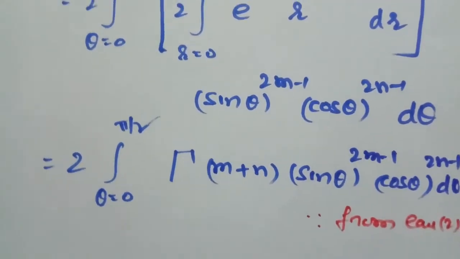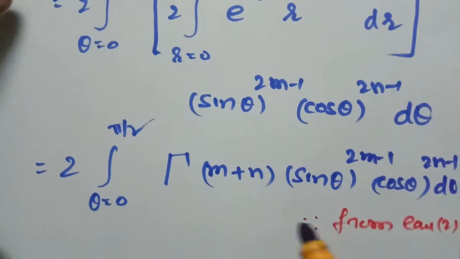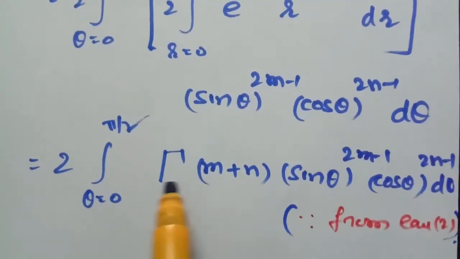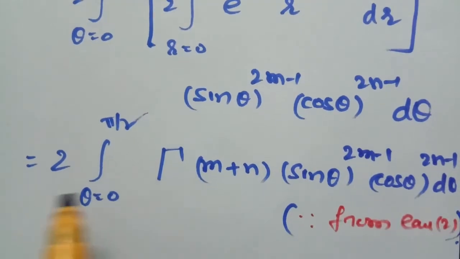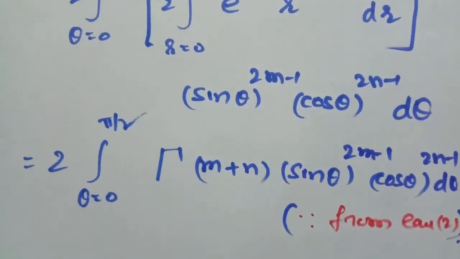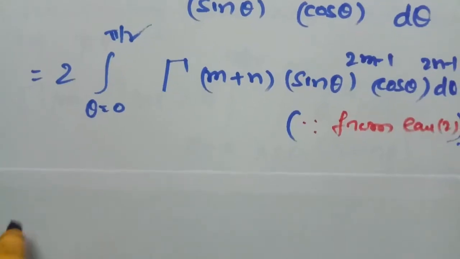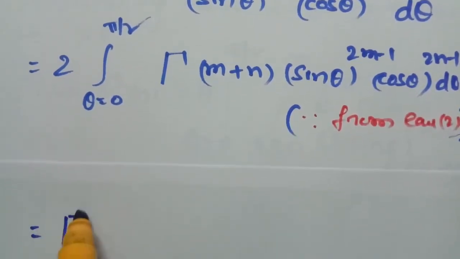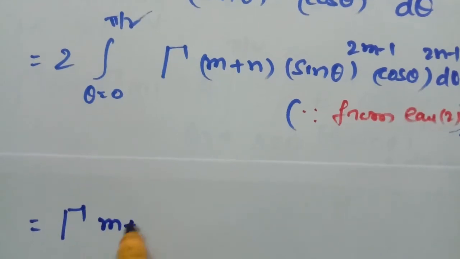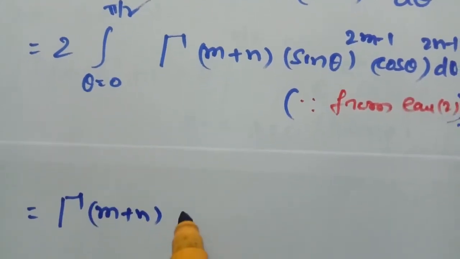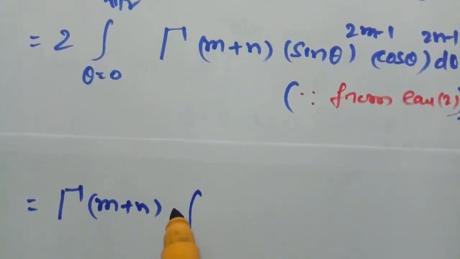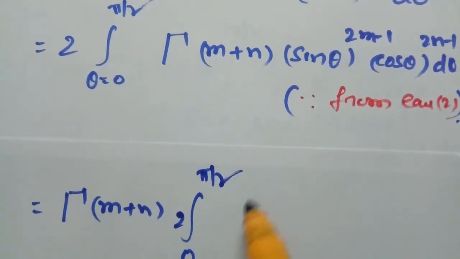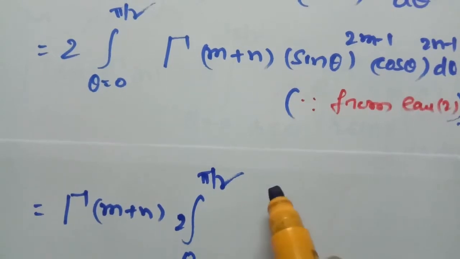From equation 2, therefore again this can be written as gamma m plus 1 is a constant, so we are separating it from the integration. This is equal to gamma m plus n into 2 times integral 0 to pi by 2 into sin theta.